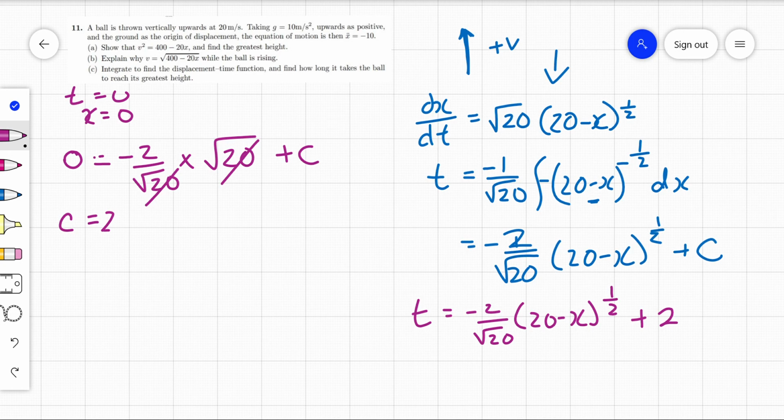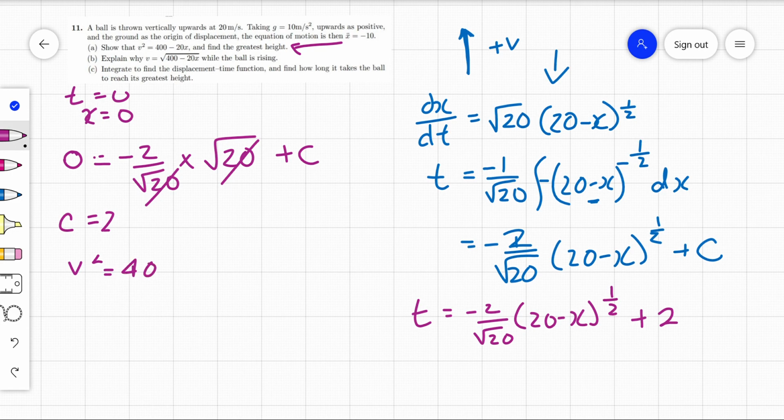So we need to find how long it takes the ball to reach its greatest height. And we know it reaches its greatest height because we did that one. Did we actually do it? No, I can't remember. I think I missed it. So let's quickly find its greatest height.